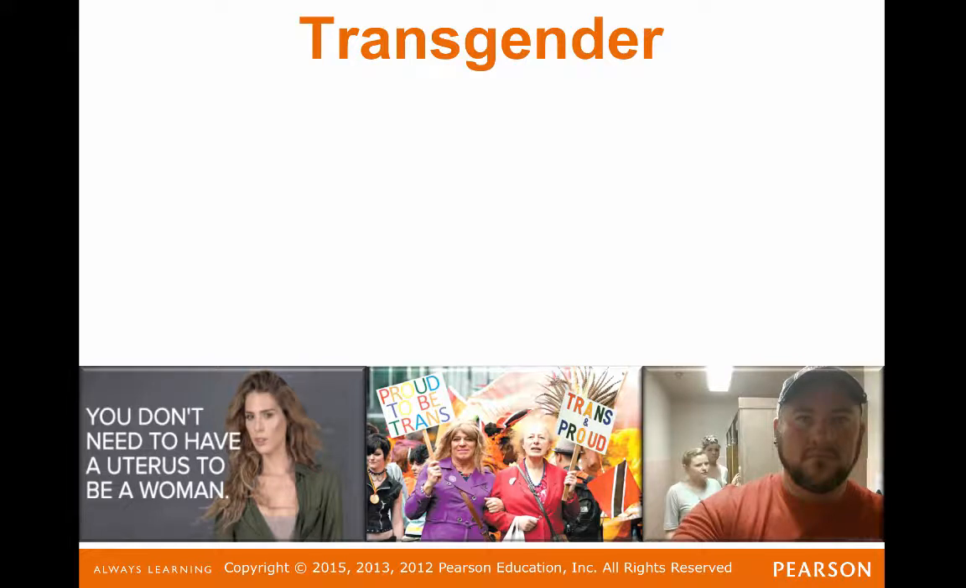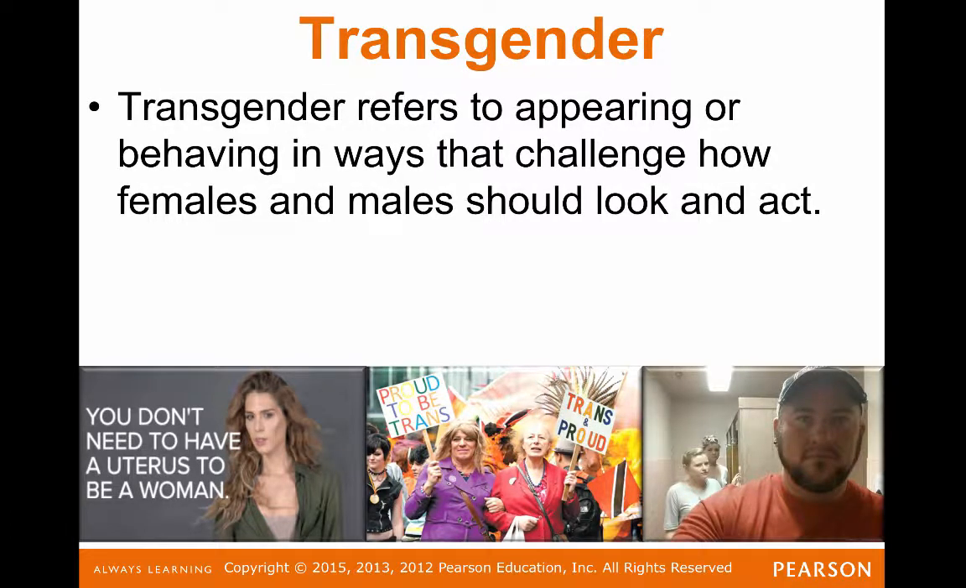So our more modern movement that's happening right now in social understandings is towards those who are transgender. Transgender refers to appearing or behaving in ways that challenge how females and males should look and act according to our social definitions and norms. So, again, it's not the same as sexual orientation.